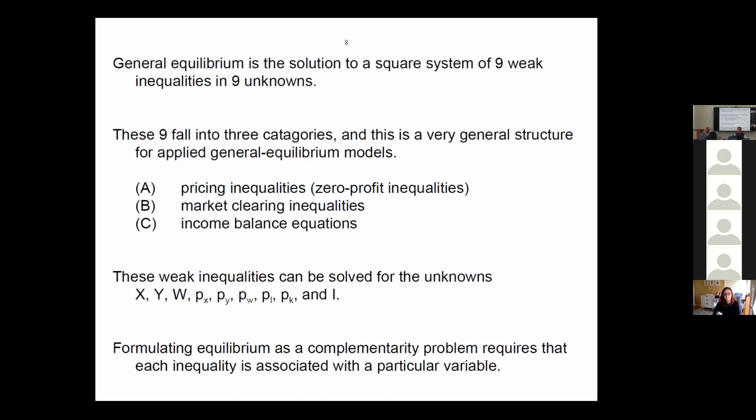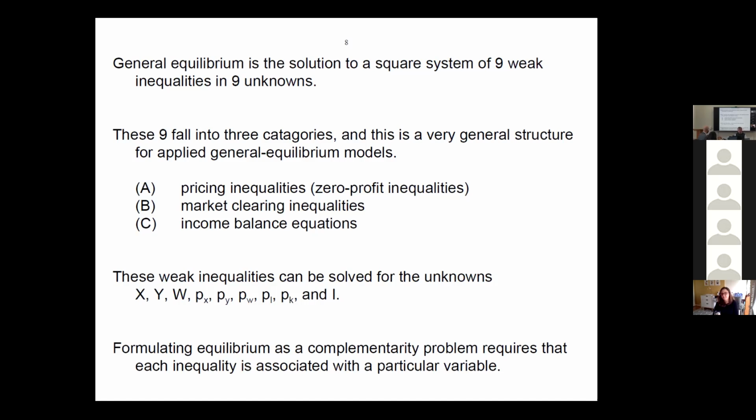And we're going to do that for sure tomorrow. Second, market clearing inequalities, supply greater than or equal to demand. We talked about that this morning. And then income balance equations. And there's really a 4th category, which is these extra or auxiliary equations, such as a markup formula for Cournot or Bertrand competition. And then there are 9 unknowns in the model. Here I put the prices in lower case and quantities in upper case.